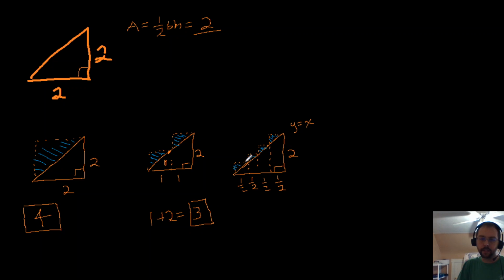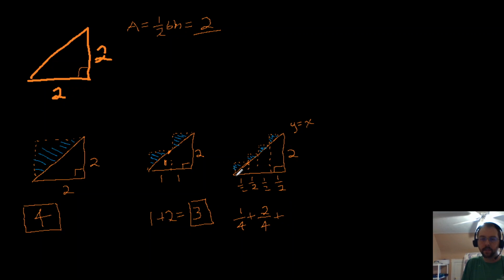So the height will be whatever the x value is at that point. The base here is 1/2, the height's 1/2. 1/2 times 1/2 is 1/4. The second point, we have a height of 1 at this point. The distance across the bottom is still 1/2. So 1/2 times 1 is 1/2, but I'm going to change that to 2/4 so that the addition becomes easier.